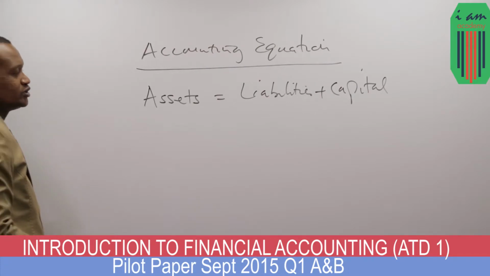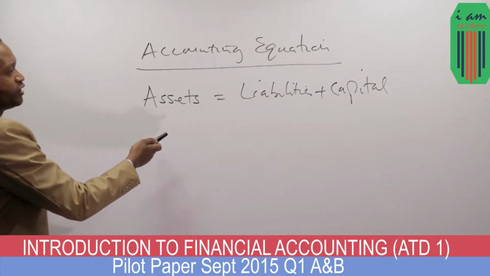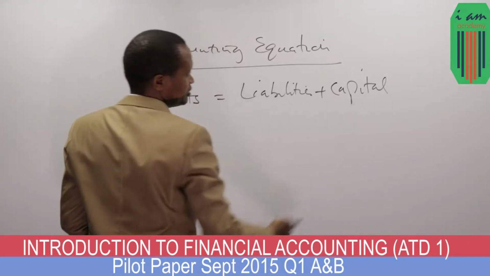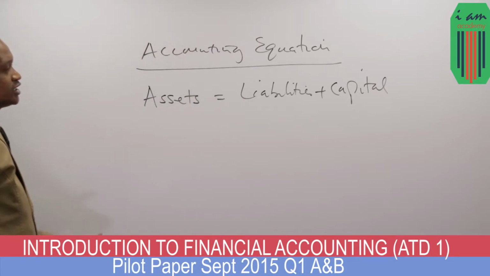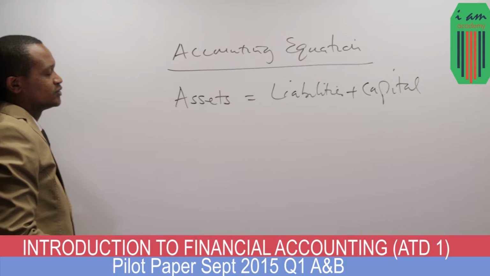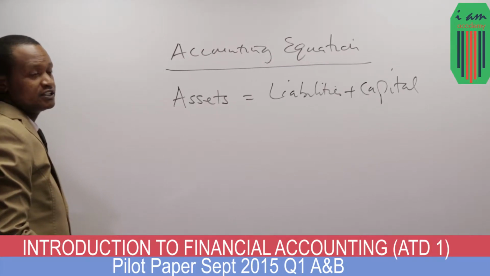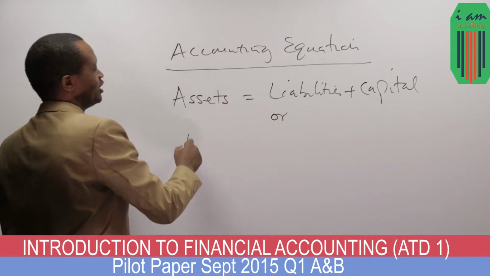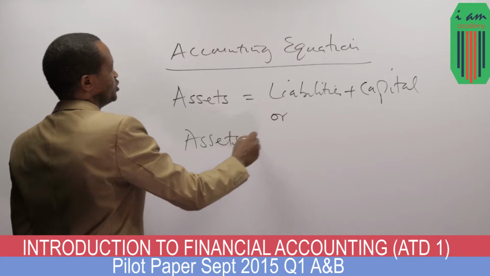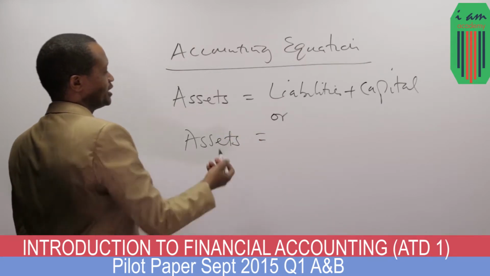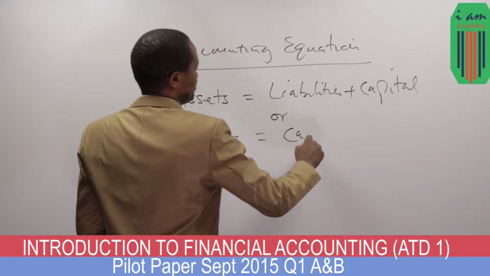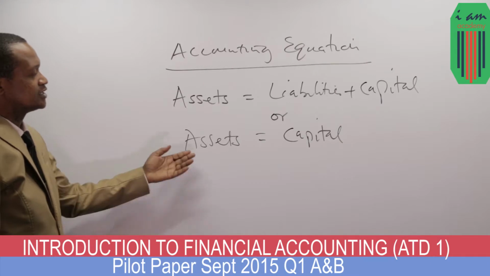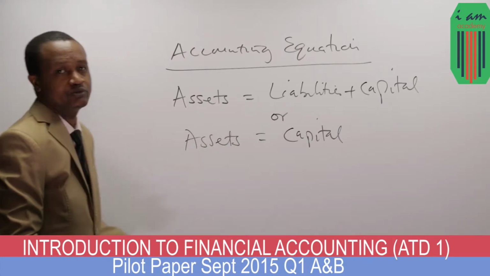The accounting equation states that assets of a business equal the total liabilities and the capital. These are the two variables. And in an event where a business does not have liabilities, then the accounting equation will be simply assets is equal to capital. Where a business does not have liabilities, assets will simply be equal to the capital, right?